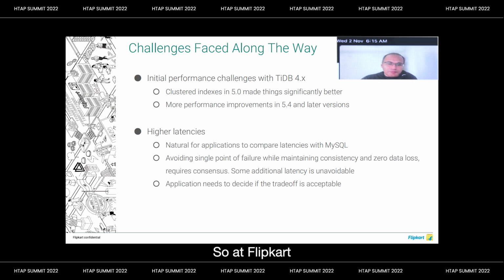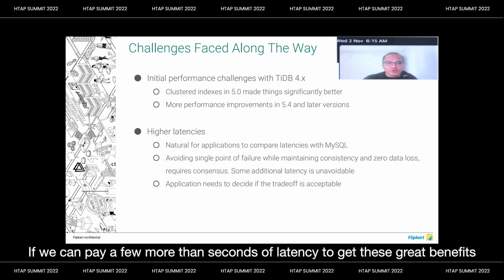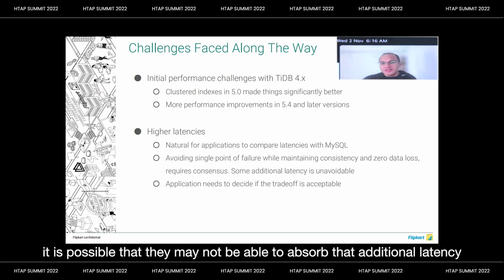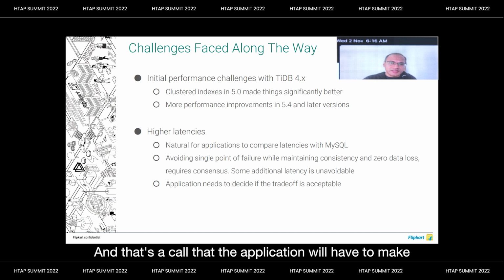So at Flipkart, the way we are looking at it is that this is really a trade-off that we have to decide on. If we can pay a few more milliseconds of latency to get these great benefits, that's something that the application has to consider. In some cases, it is possible that they may not be able to absorb that additional latency, and that's a call that the application will have to make.